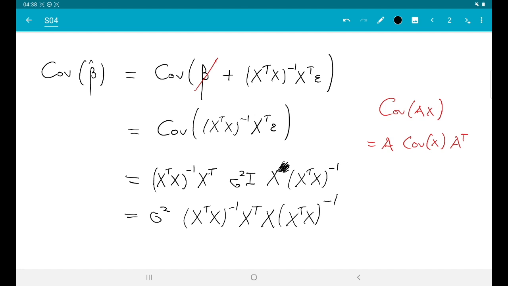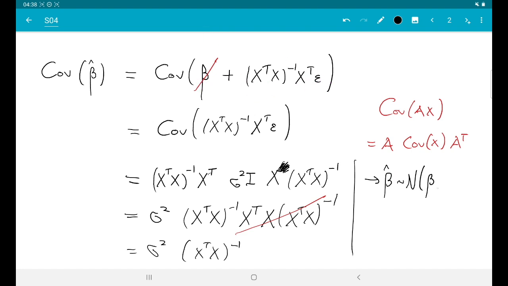And you see the same thing happened as before. Two of these terms cancel because we have a matrix and its inverse. And what we get is sigma squared (X transpose X) inverse. So the result here is, if we put it together, beta hat is normally distributed, since it is epsilon times a matrix plus a vector. The mean we worked out is beta, and the covariance matrix we worked out just now is sigma squared (X transpose X) inverse. So that's our first result. We understand now the distribution of beta hat, and we know beta hat is unbiased. So that is what we needed to say about beta hat.